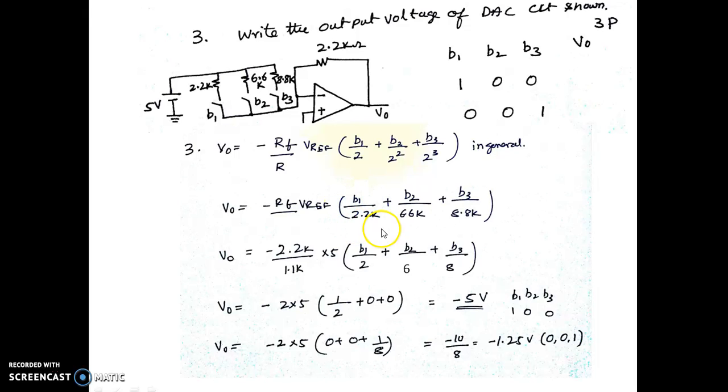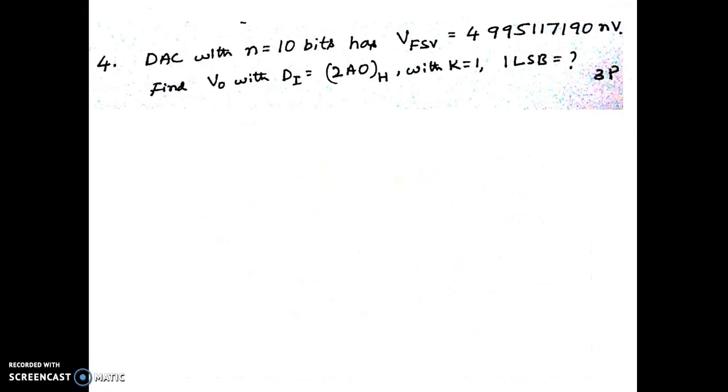This entire thing is 2R. This entire thing should be 4R. Instead of 4 we have 6. So there is an error in this actual connection. So let us see the next question.